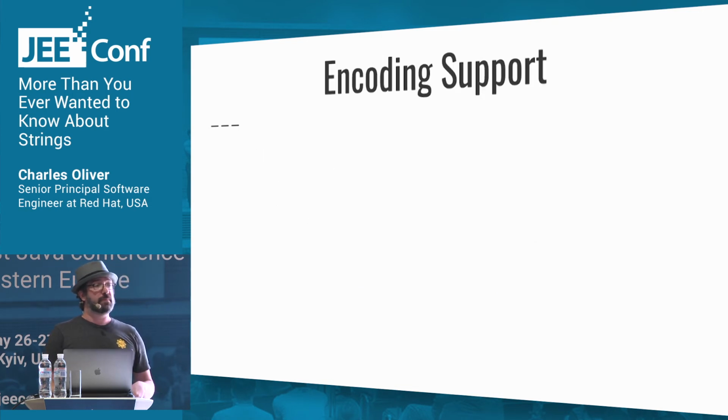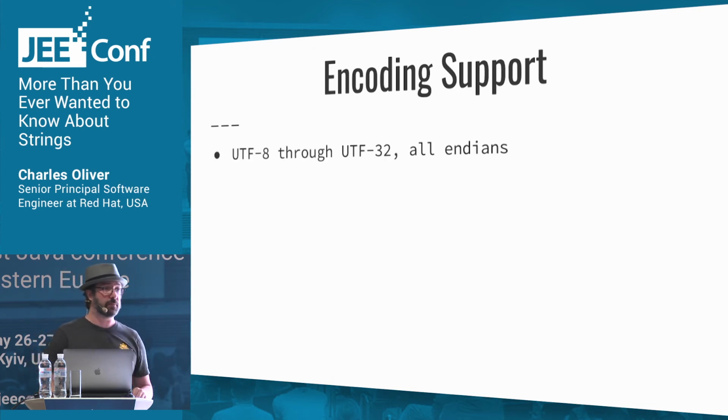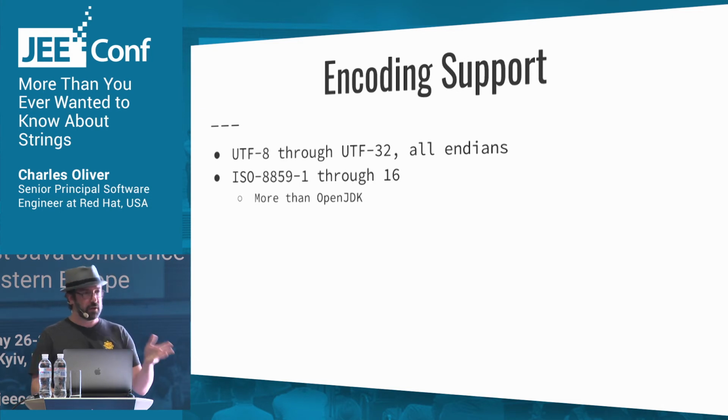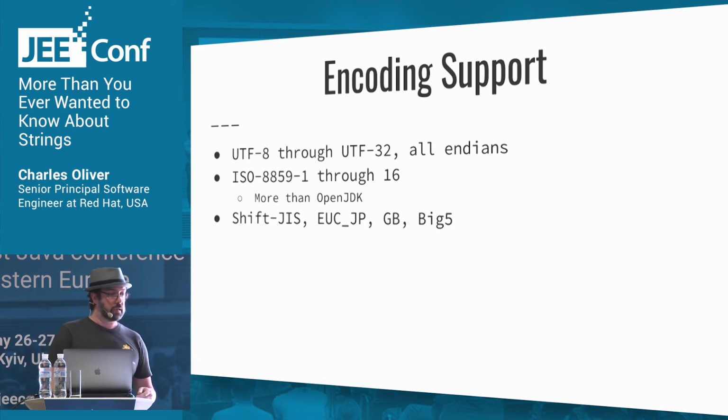So encoding support. I mentioned we support all the encodings from C Ruby. So that's all of the different UTF formats, UTF-8 through the UTF-32, big endian and little endian. All of the ISO 8859 encodings. And this actually includes several that the OpenJDK does not provide. I think ISO 8859.11 is not provided by OpenJDK. We have that support in our library. We also support all the different Asian encodings, so Shift-JIS, EUC-JP, the GB encodings from mainland China, the Big Five encodings from Taiwan.